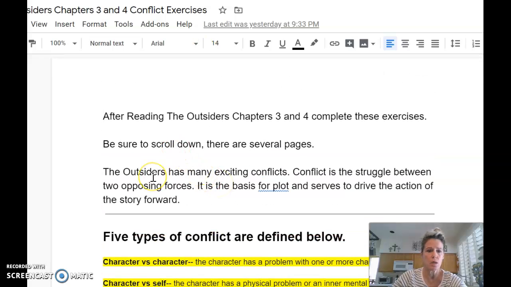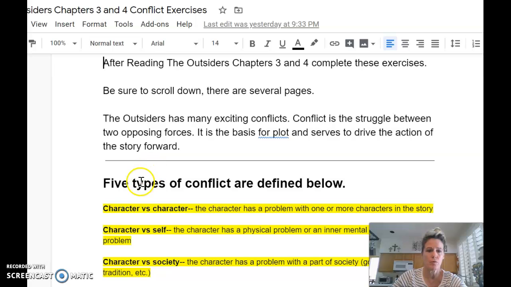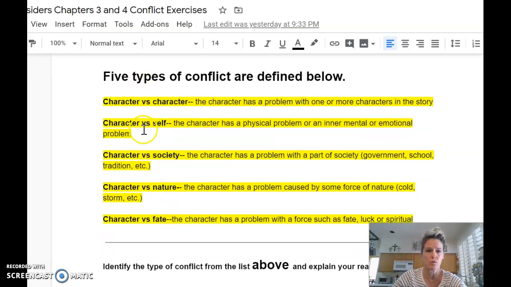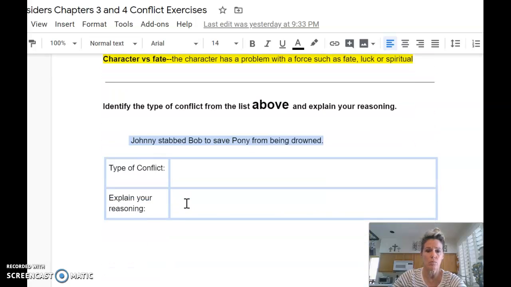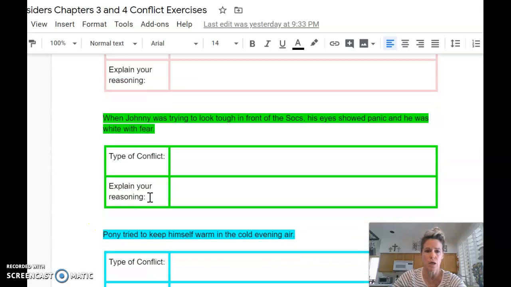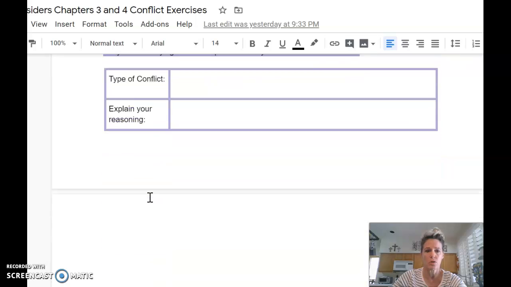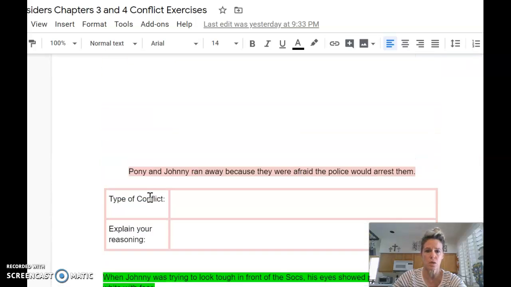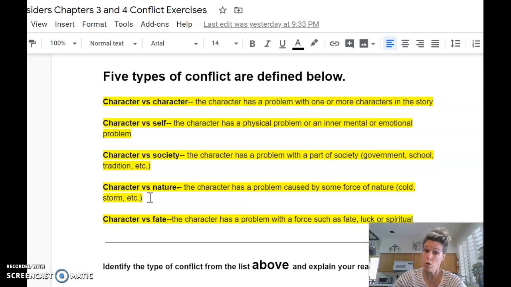What I did is I outlined the 5 types of conflict for you: character versus character, self, society, nature, and fate. There are other ones, but those are the 5 that I honed in on. And then as you scroll down, you'll notice I did this color-coded. You've got a scene from the book, and then you put in what type of conflict and explain your reasoning. And as you go down, there are several scenes that I want you to discuss. Now, because you're here with me and watching the video, I'm going to give you a couple of free answers.